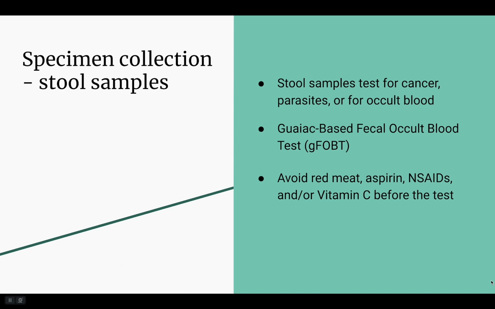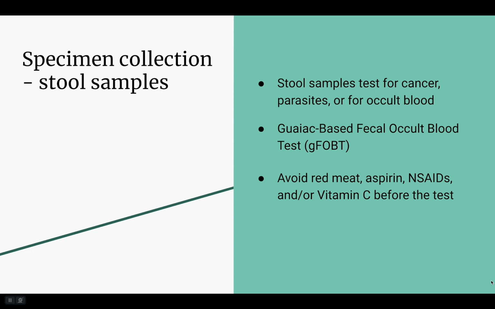Stool samples are collected from patients to test for cancer, parasites, or for occult blood, i.e., hidden blood, the guaiac-based fecal occult blood test. GFOBT is a commonly used test to find hidden blood in the stool that is not visibly apparent. As a screening test for colon cancer, it is typically obtained by the patient in their home using samples from 3 different bowel movements. Nursing assistants may collect GFOBT specimens for clients.